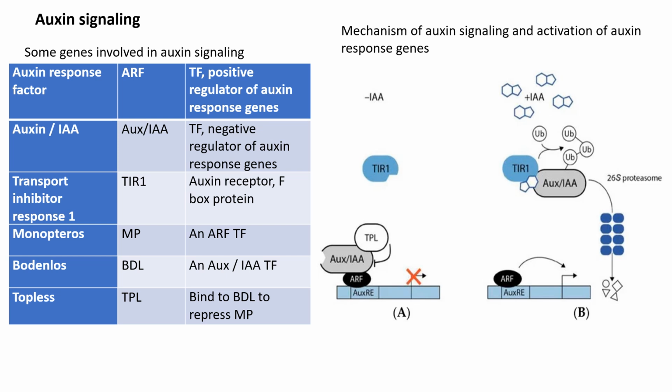In the presence of auxin, the TIR1 binds to auxin, and this TIR1 is now activated. It will bind to the Aux/IAA repressors and remove them from the auxin response factors. Once these repressors are removed, the auxin response factors or the ARFs are now able to carry out positive regulation of the auxin response genes. The Aux/IAA factors bound to TIR1 are marked for ubiquitination and degradation by the 26S proteasome protein degradation machinery.